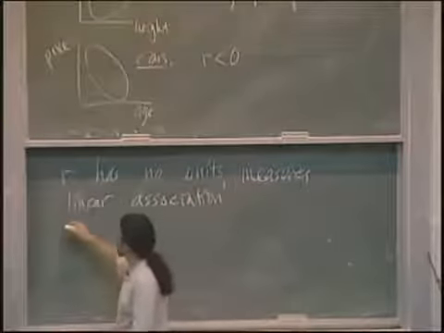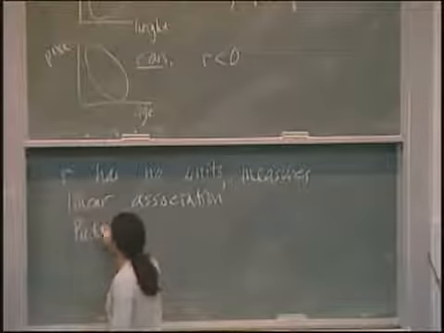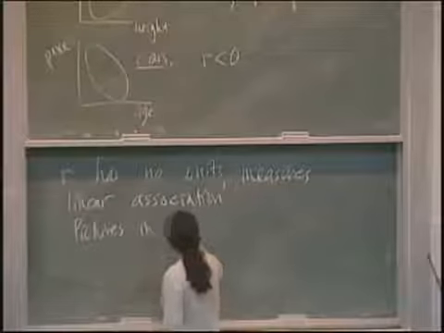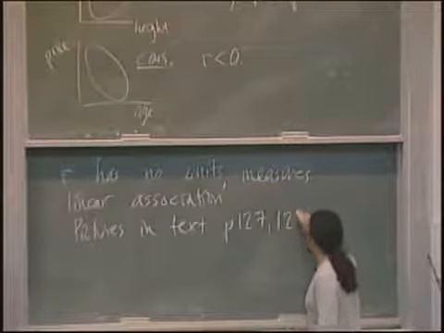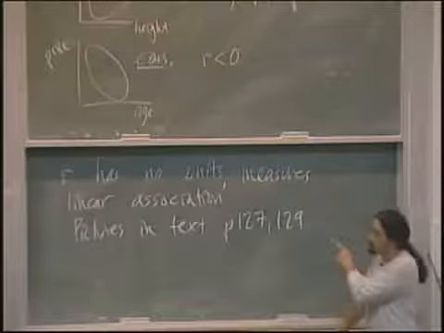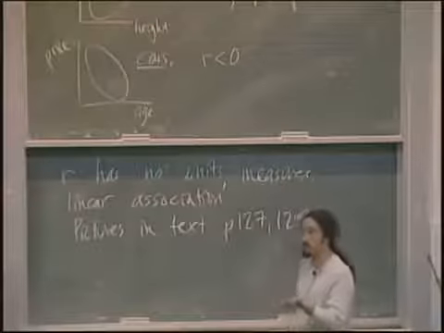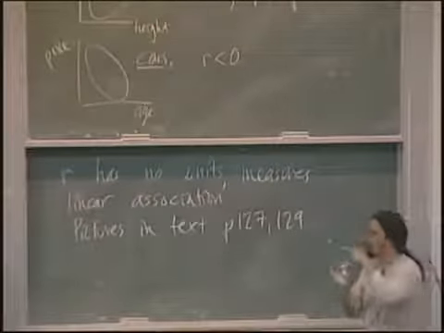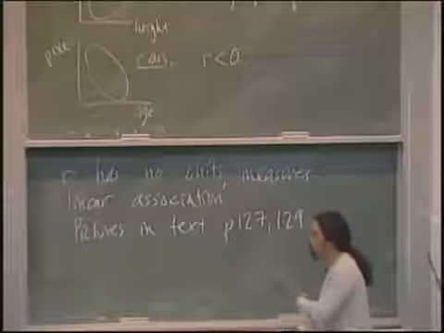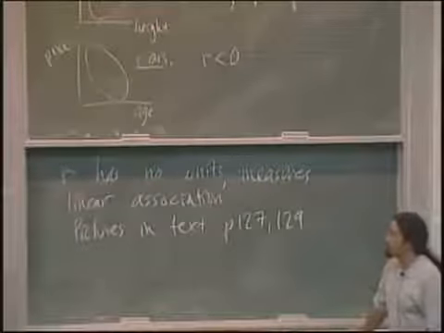And if you want to look at some pictures of different correlations, to get a feel for what they look like, there are pictures in your book on pages 127 and 129. Okay? And that gives you a bunch of pictures. The pictures there are scatter diagrams that are all in standard units, so they're all centered at 0, 0, and you can compare just the raw pictures themselves.